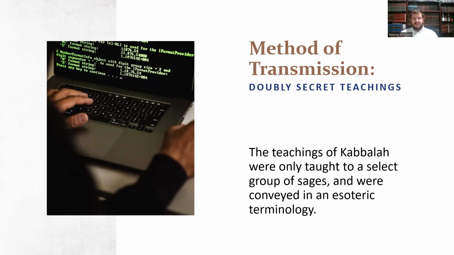Secondly, the teachings themselves were conveyed in an esoteric terminology, employing hints and metaphors, and these hints and metaphors were only decipherable by those initiated into the study circle of this hidden wisdom. So these teachings of Kabbalah remained a secret even to those who read these texts and thought they understood them. They were still a secret.